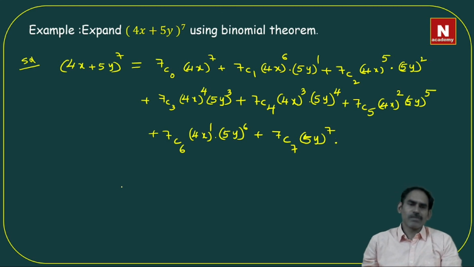This is the binomial expansion. That's all. How many terms? The total number of terms is 8. By using the binomial theorem, expansion means we are getting 7C0 to 7C7. The power of the first term is decreasing: 7, 6, 5, 4, 3, 2, 1, 0. The power of the second term is increasing: 0, 1, 2, 3, 4, 5, 6, 7. This is the binomial theorem expansion.